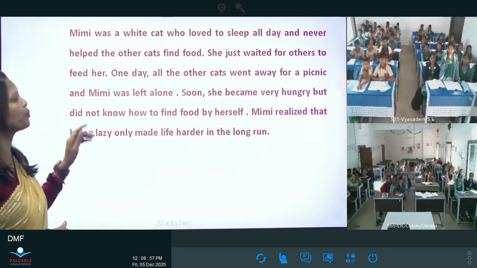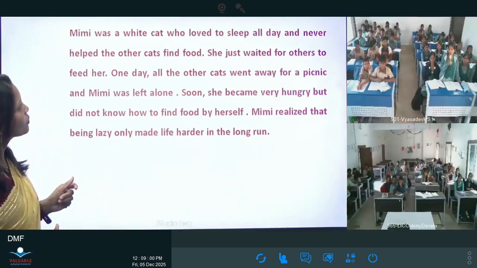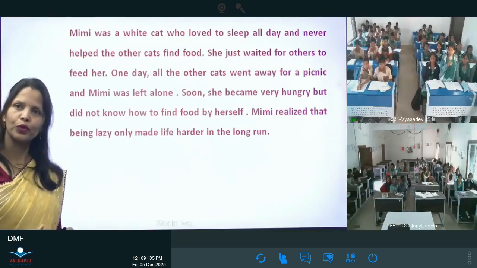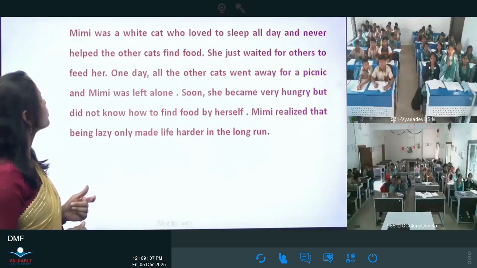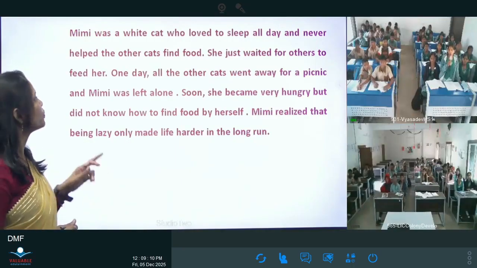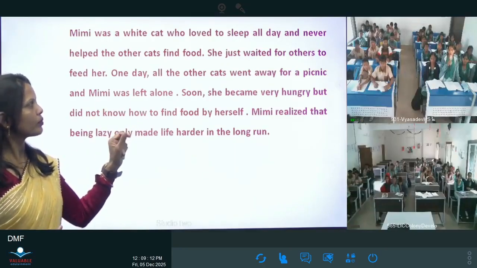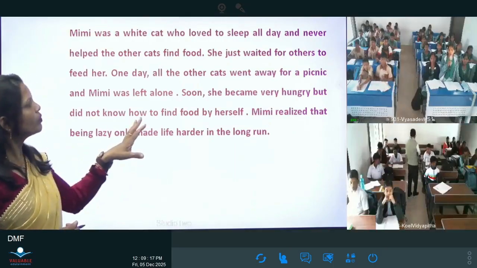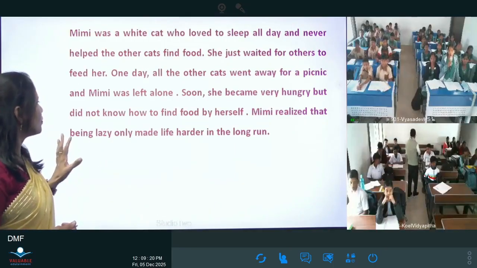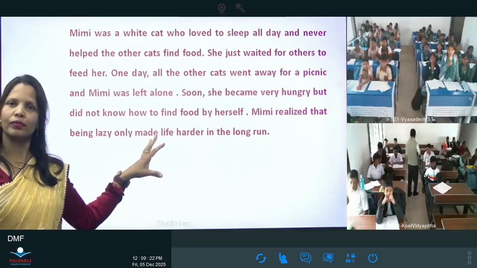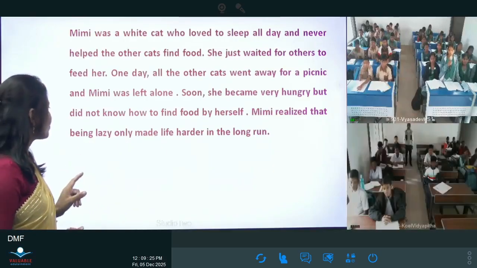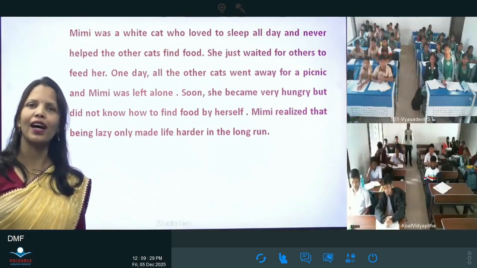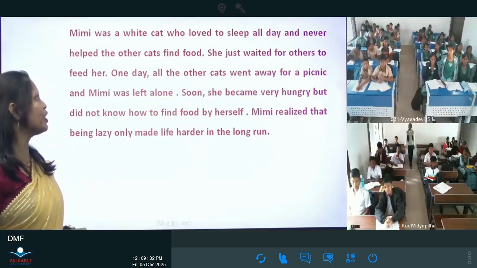Mimi was a white cat who loved to sleep all day and never helped the other cats find food. She just waited for others to feed her. One day all the other cats went away for a picnic and Mimi was left alone. Soon she became very hungry but did not know how to find food by herself. Mimi realized that being lazy only made life harder in the long run. Very nice, very good reading.